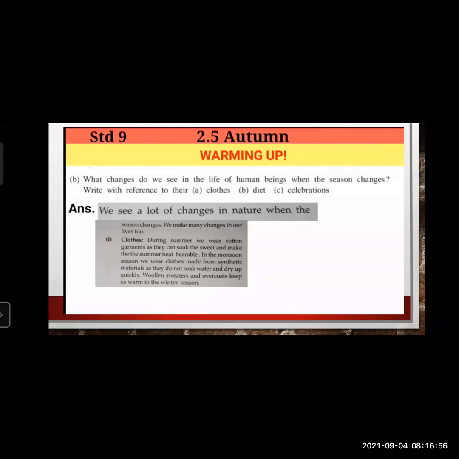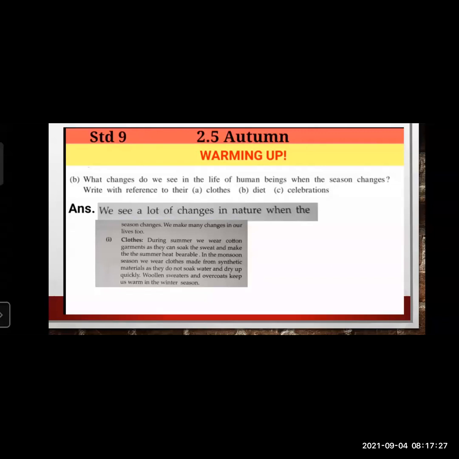Because they do not soak water and dry up quickly. Yes, of course, synthetic material can easily get wet and dry, and that's why we wear synthetic clothes in the monsoon or rainy season. And lastly, in the winter season, we wear woolen sweaters and overcoats to keep warm.